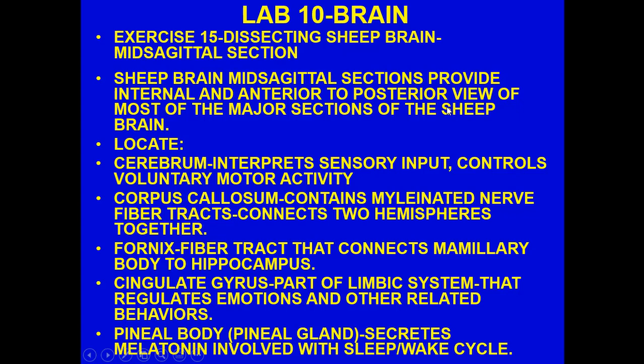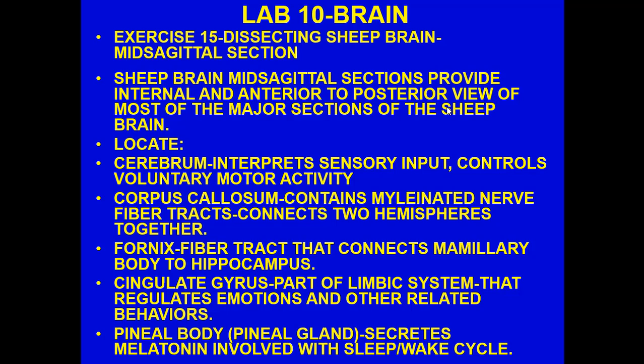Now, if you were to do this as a dissection, sheep brain mid-sagittal sections provide an internal, anterior to posterior view of most of the major sections of the sheep brain. You'll see an image of that in a second, but you would be trying to locate and understand the function of the following structures. The cerebrum, which interprets sensory input and controls voluntary motor activity. The corpus callosum contains myelinated nerve fiber tracts that connect the two hemispheres together.